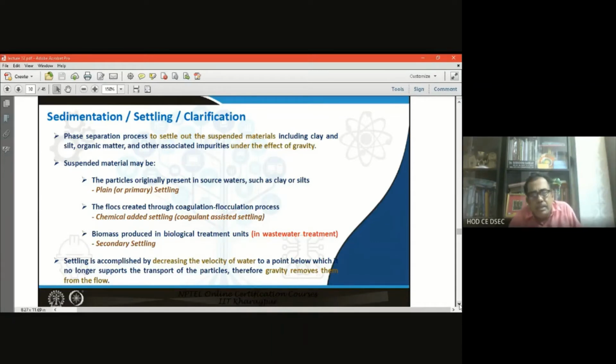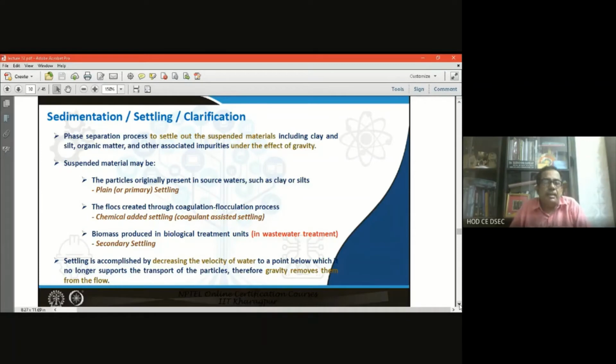So sedimentation is a physical process, so it is a unit, physical operation. It is not a process, it is an operation, physical unit, because no chemical reaction takes place. Just a separation of the impurities, of the suspended particles from the water takes place by the sedimentation of the particles under the action of gravity.